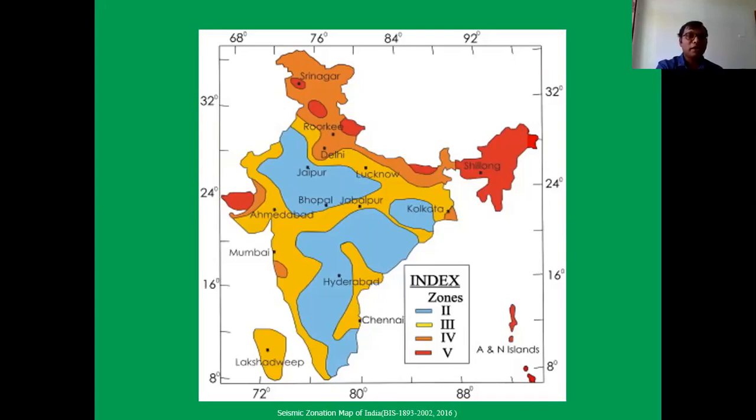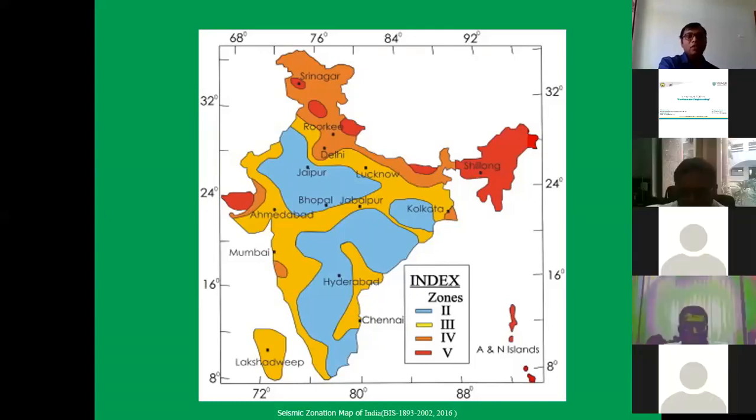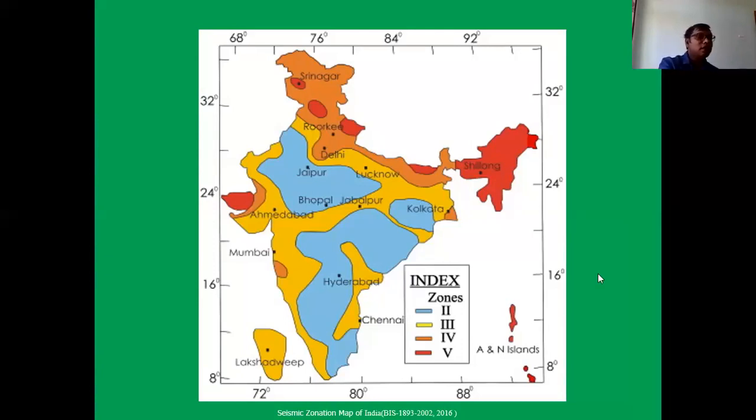So this part is highly vulnerable, and they have classified the others, say the Southern Peninsula and the central part of India. So they have mapped this on a wider scale, which represents how the ground motion is spatially distributed, but there is a limitation to this. So we are going for micro zonation study.